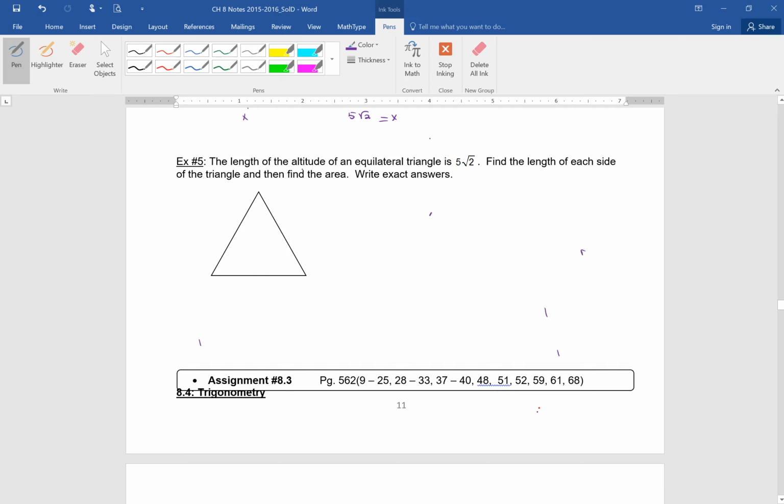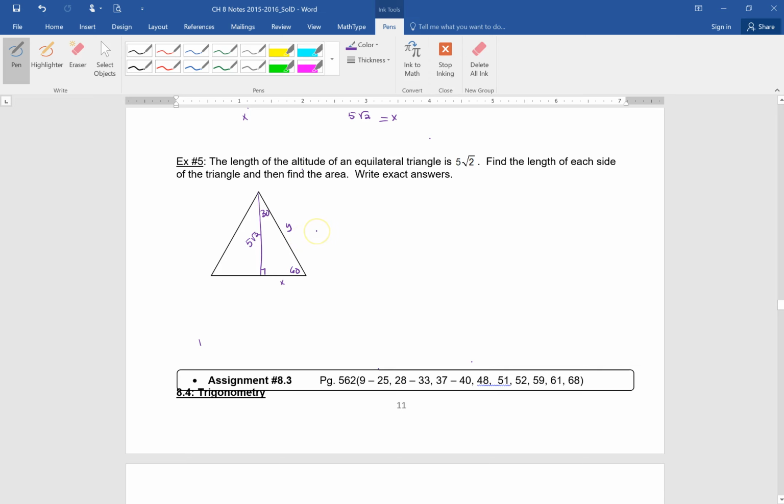All right, the length of an altitude of an equilateral triangle is 5 root 2. So here's the altitude, 5 root 2. Okay? Find the length of each side of the triangle and then find the area. All right, so I'm going to label the horizontal one x and this one y. How big is the angle at the bottom here? This one. 60. How big is the angle on top? 30.